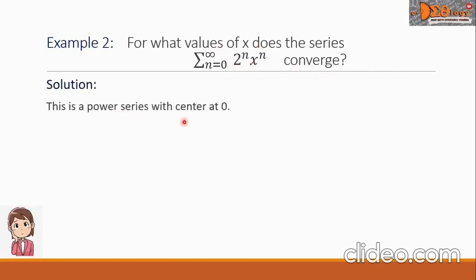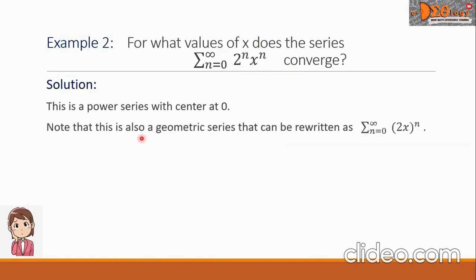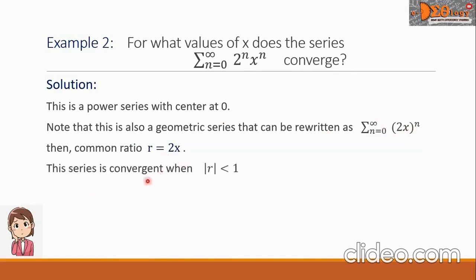This is a power series with center at 0. Note that this is also a geometric series that can be rewritten as summation from n equals 0 up to infinity of the quantity 2x raised to power n. Then, we can collect the common ratio r that is equal to 2x. The series is convergent when the absolute value of r is less than 1. Let us substitute the value of 2x in here.